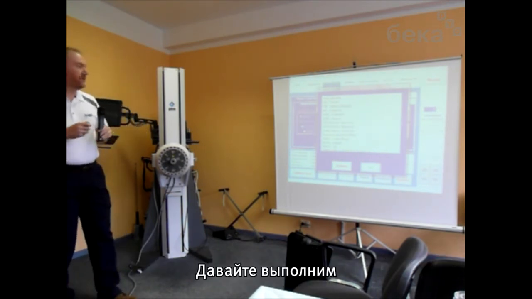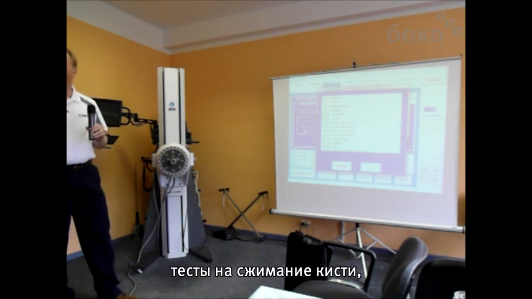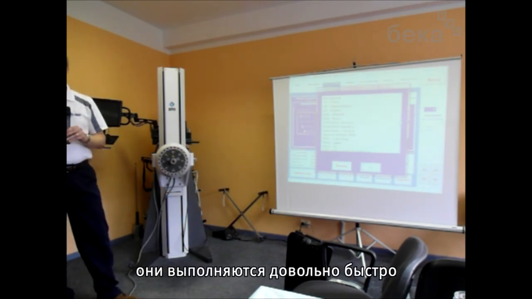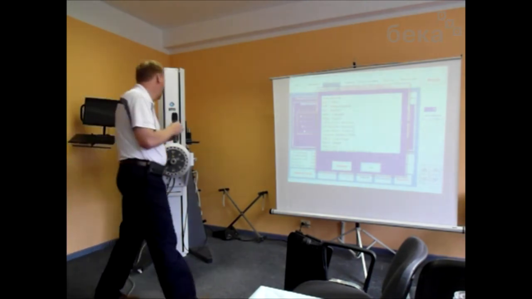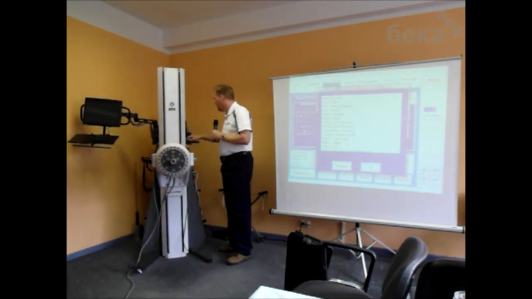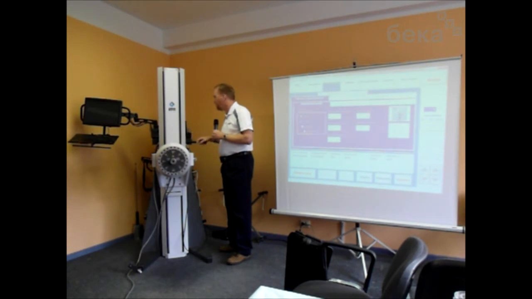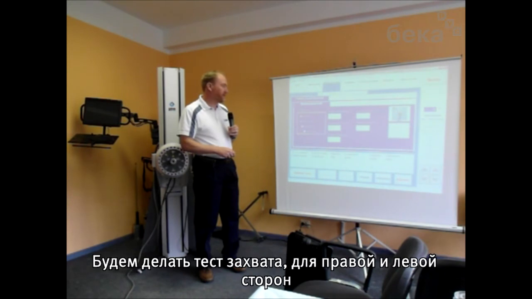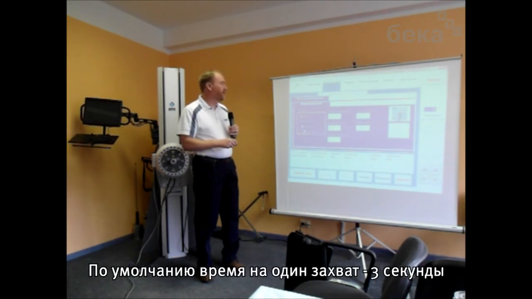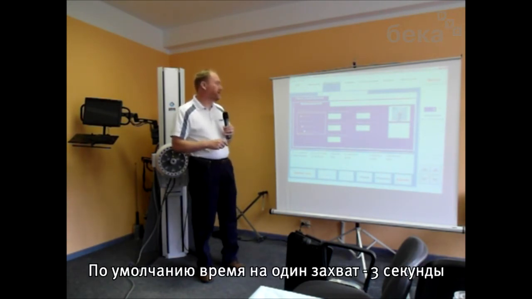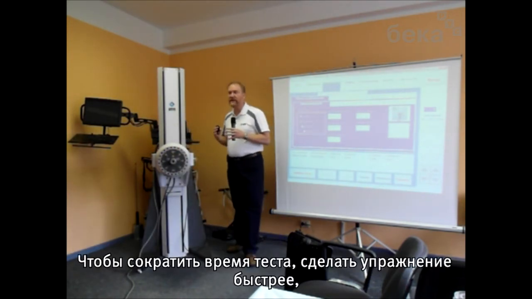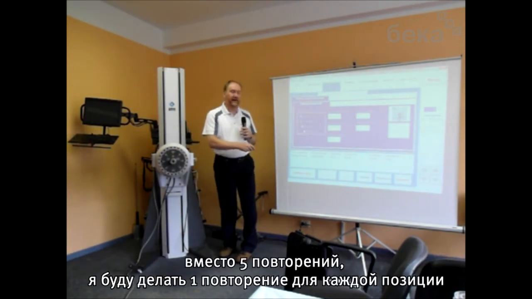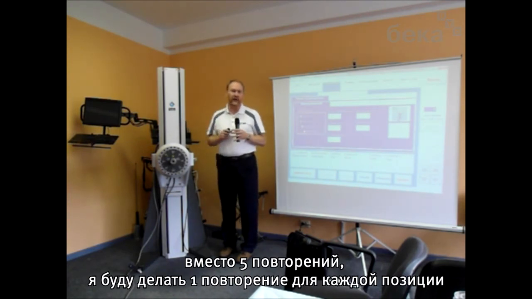Let's do, we'll do the bell curve test first. That's a fairly quick one to do. So when you assign that test to the person, it shows that we're doing the grip test and we're doing left side and right side. The default parameters are to do 3-second trials. To shorten the test, to make it quicker, I'm going to change it to just 5 trials. That way we'll just be doing 1 trial at each run position.